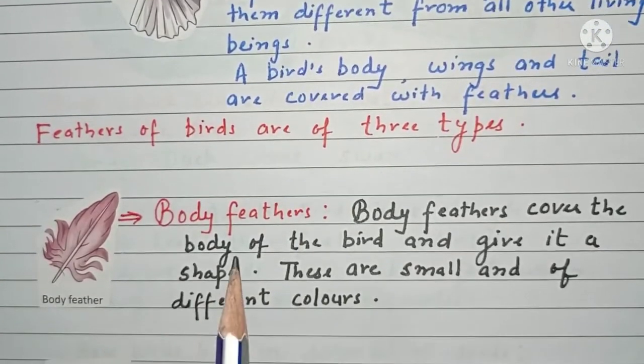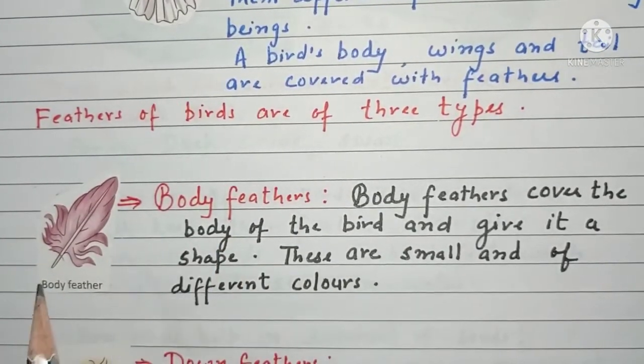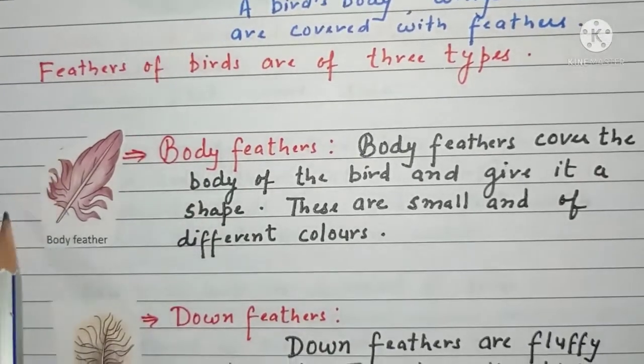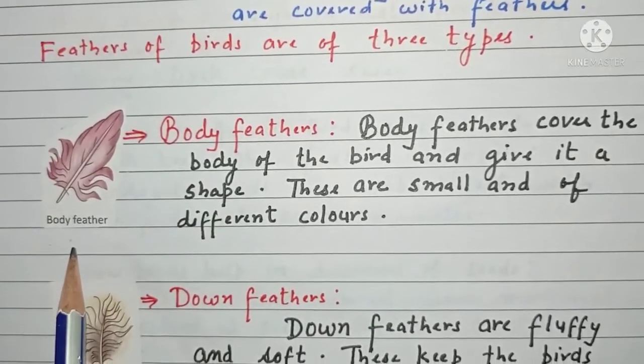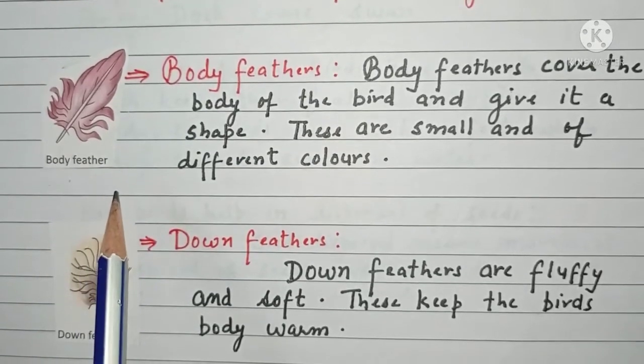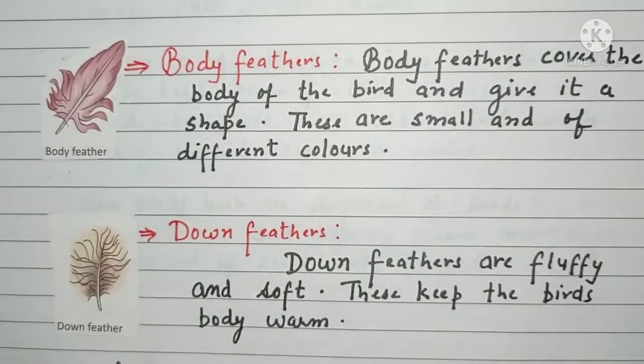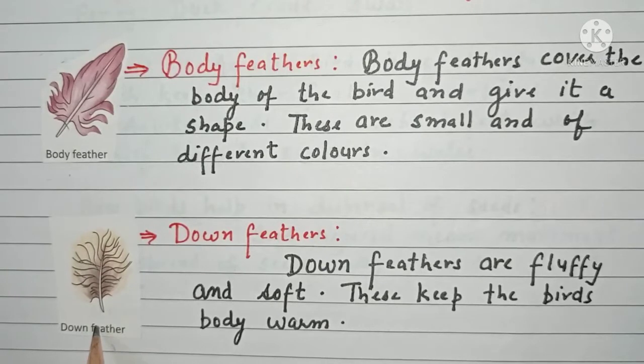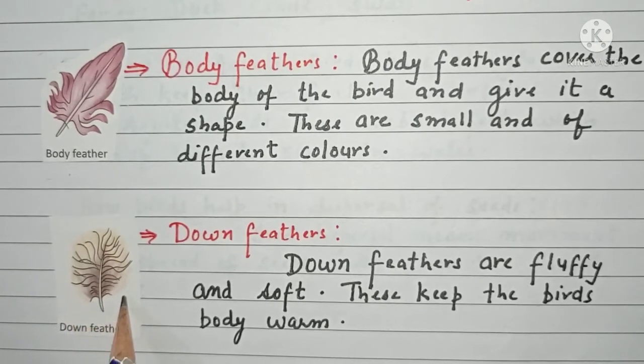Number one, body feathers. Body feathers cover the body of the bird and give it a shape. These are small and of different colors. And then the down feathers. Down feathers are very fluffy and soft, and these are the feathers which keep the body of the bird warm.